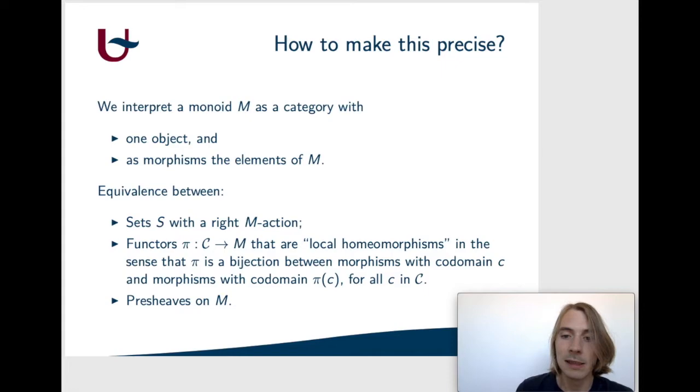So this is another way of looking at sets with the right M action. And another way which is equivalent is taking presheaves on the monoid M. So the second way of looking at it is sometimes called discrete opfibrations.